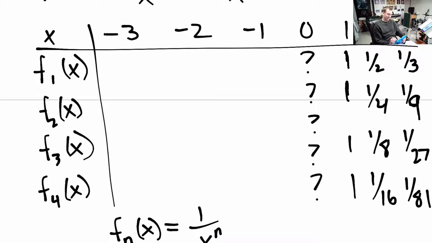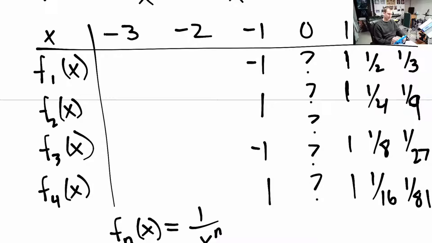Negative 1. So this one is 1 over negative 1 to the first power, which is negative 1. 1 over negative 1 to the second power gets rid of that negative sign. So this is positive 1. 1 over negative 1 cubed, the negative sign remains, so this is negative 1. And then when we take something to the fourth power, the negative sign is removed. We're starting to see some differences.